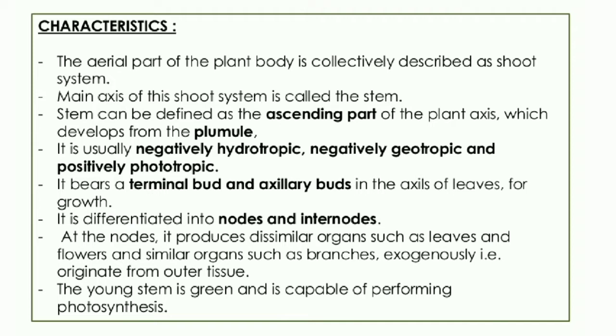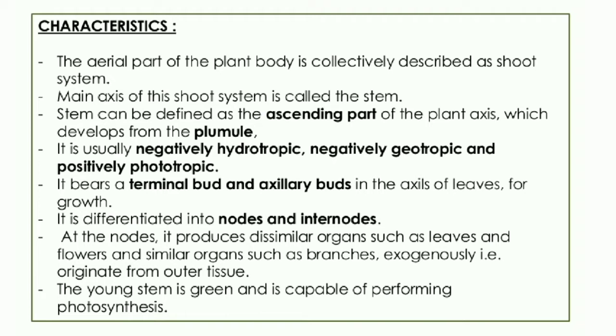system. Aerial part means which is growing in the air. And here the main axis of this shoot system is called a stem. And the stem can be defined as the ascending part of the axis which can develop from the plumule. Ascending part means growing upward and it develops from plumule. In case of root, we discussed that the root develops from radicle. Here the shoot develops from plumule of the embryo or the seed.